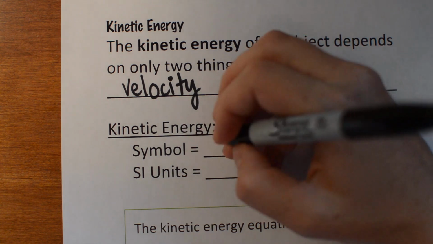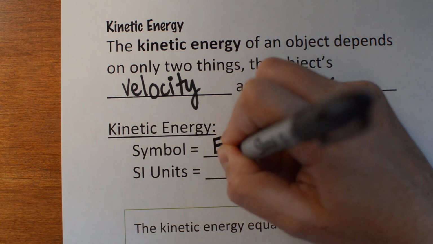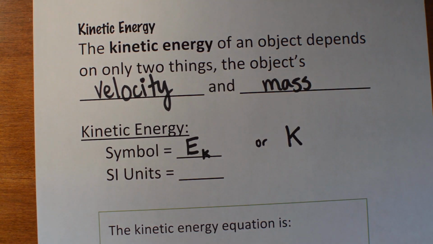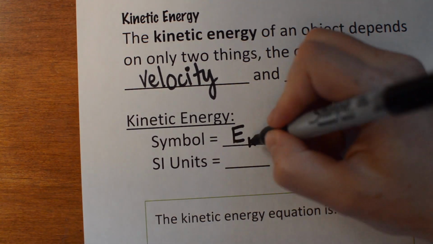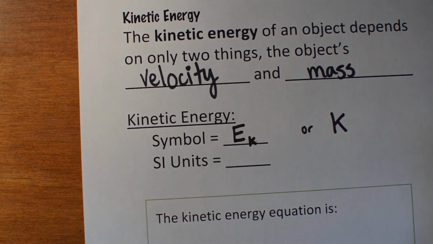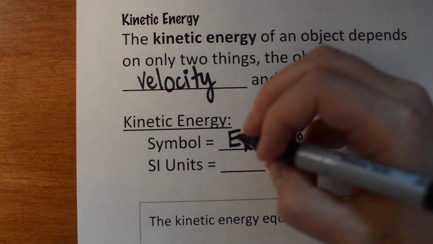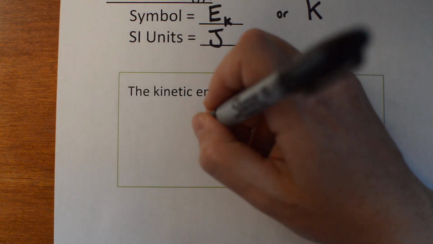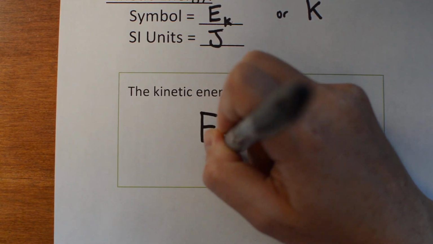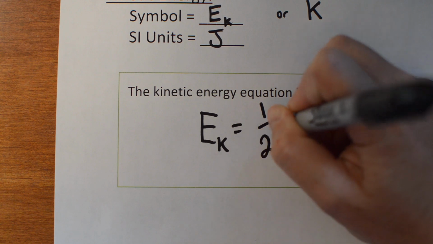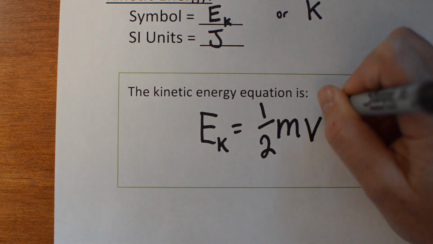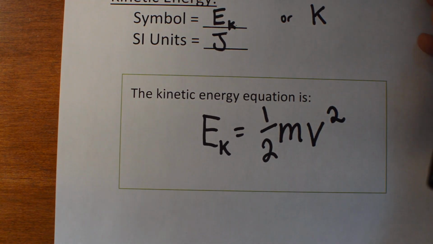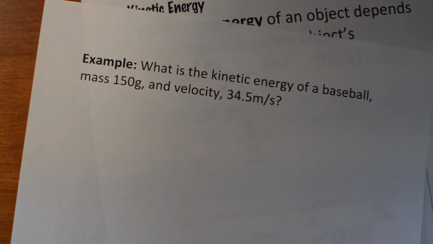The symbol for kinetic energy is EK. Just as an aside, you might see just K as kinetic energy in some places, but we're going to use E for energy, K for the subscript of what type of energy it is. The SI units are joules, so J for joules. And the equation for kinetic energy, so EK, is 1/2 times the mass times the velocity squared. Cool, so 1/2 mv squared. We'll do a little problem with that.